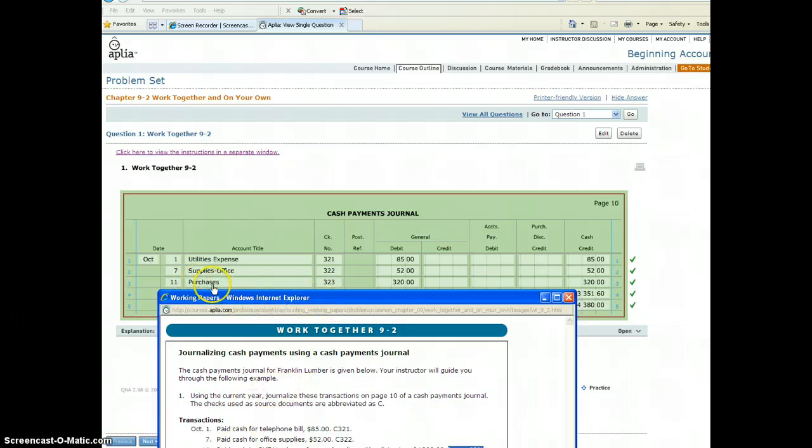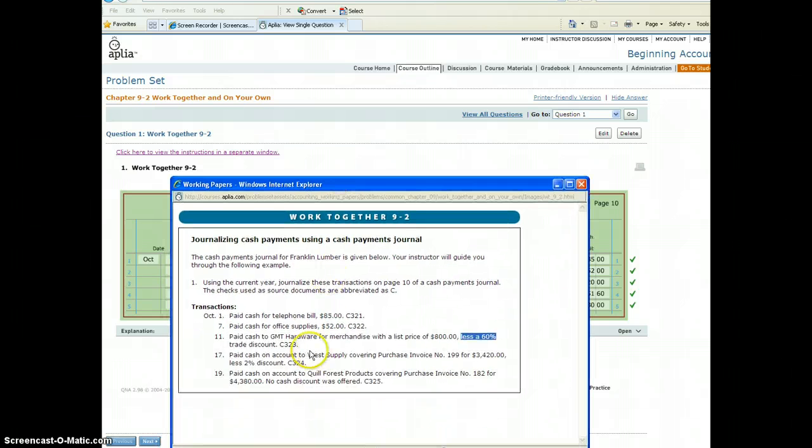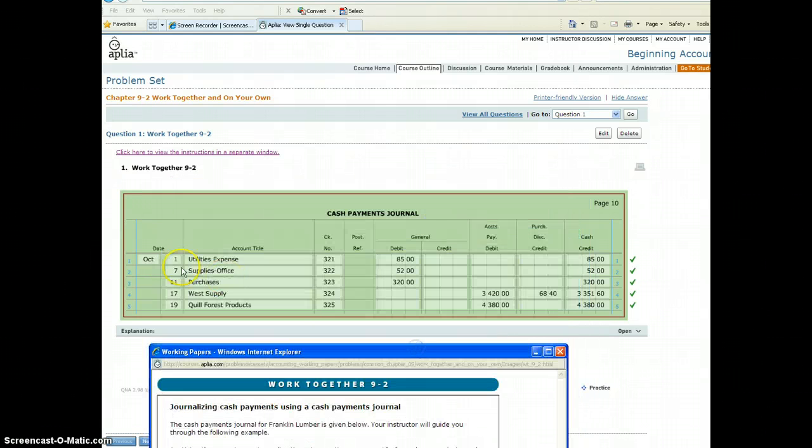One thing that you do need to pay attention to, just like in our purchases journal, even though we were purchasing merchandise, you're not going to use that account number. You're going to use the title purchases. So make sure that you do that. You debit purchases for the net amount. So in this case, we had a 60% trade discount, so we're only going to record the 40%. $320 to our general debit and cash credit of $320.